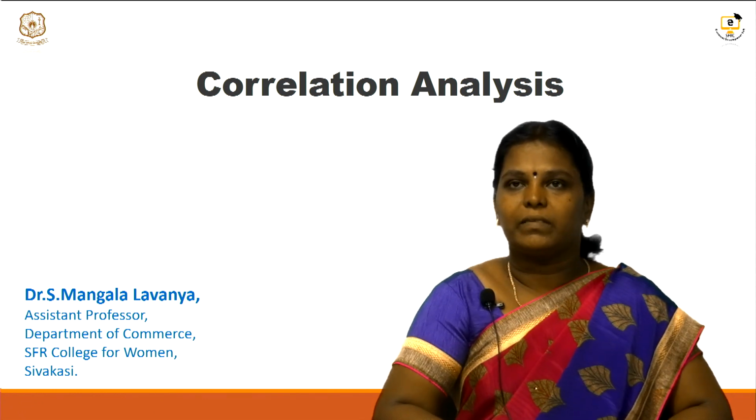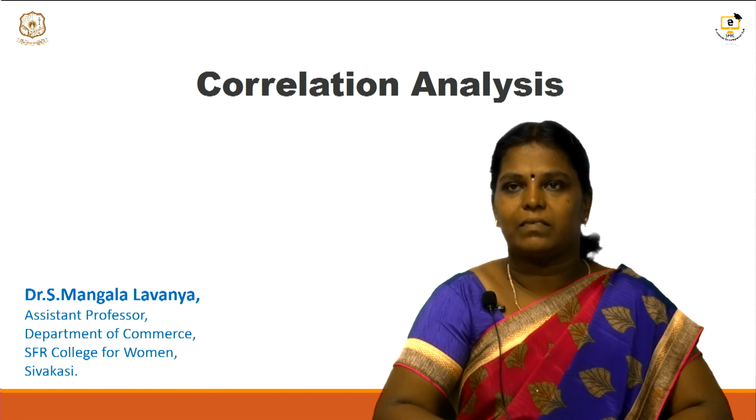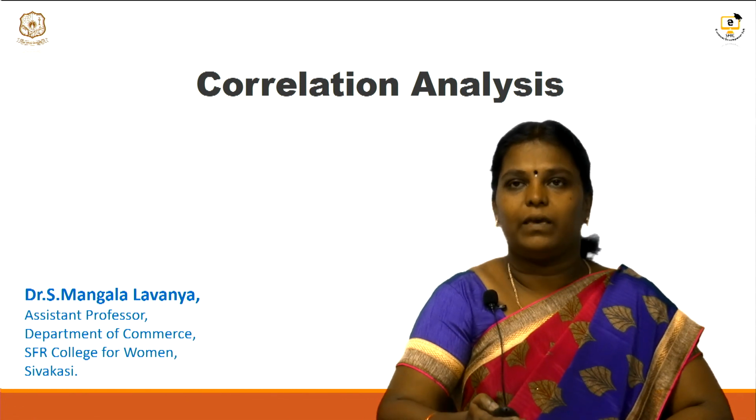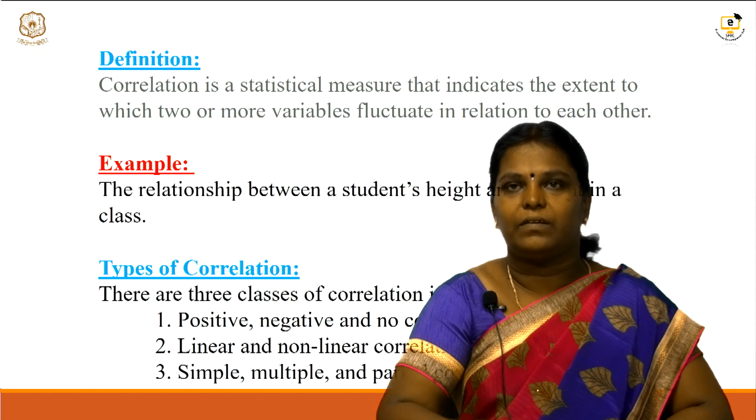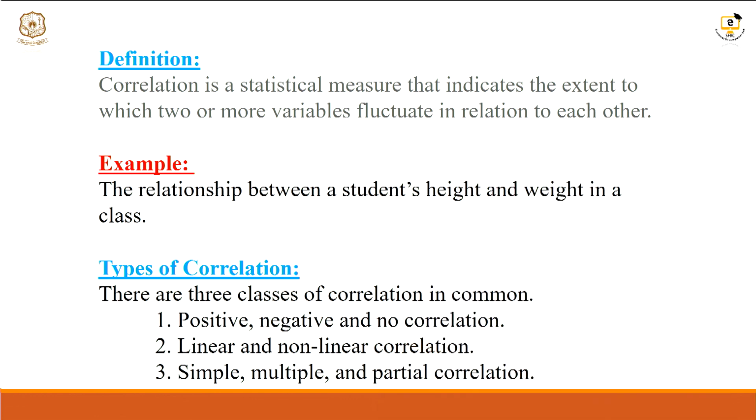Today I am going to discuss the topic correlation analysis. First of all, we can see the definition of correlation analysis. Correlation is a statistical measure that indicates the extent to which two or more variables fluctuate in relation to each other. For example, the relationship between a student's height and weight in a class.